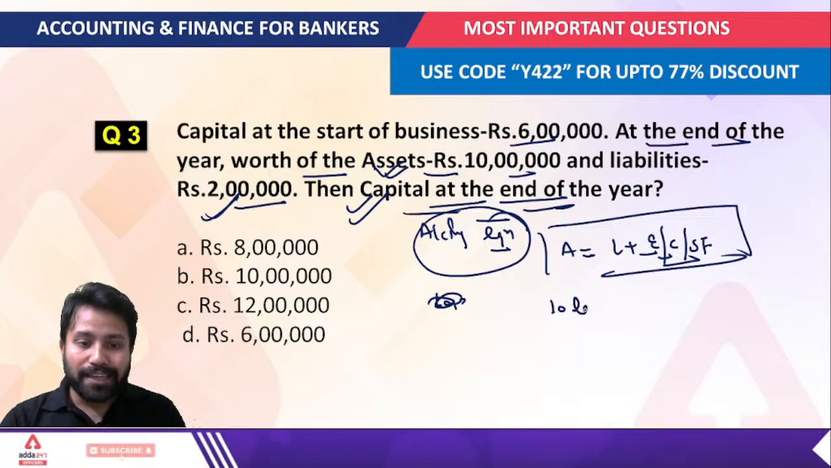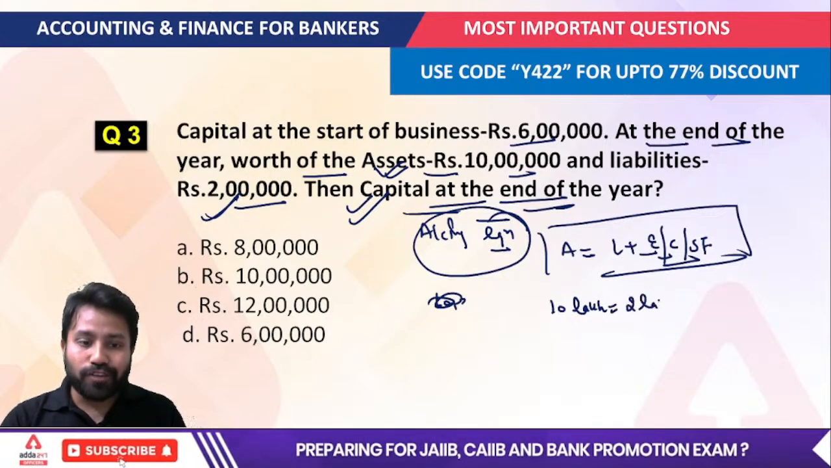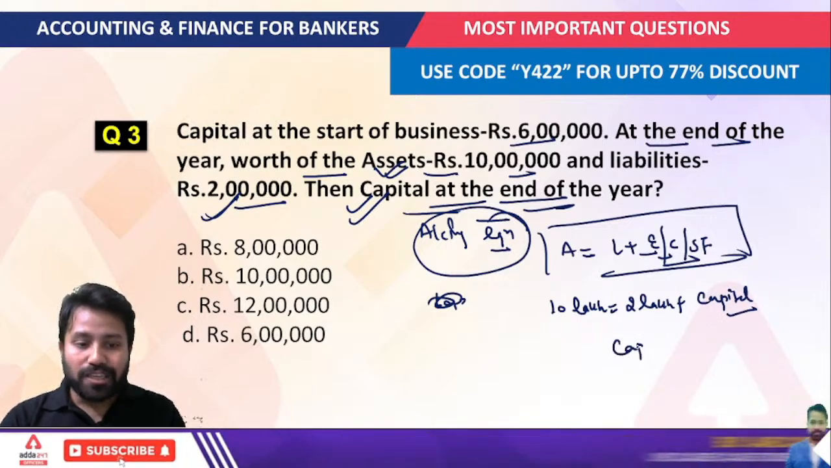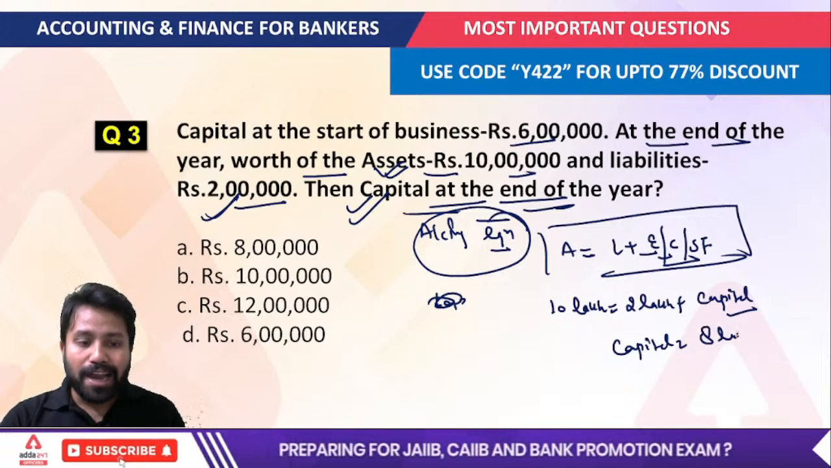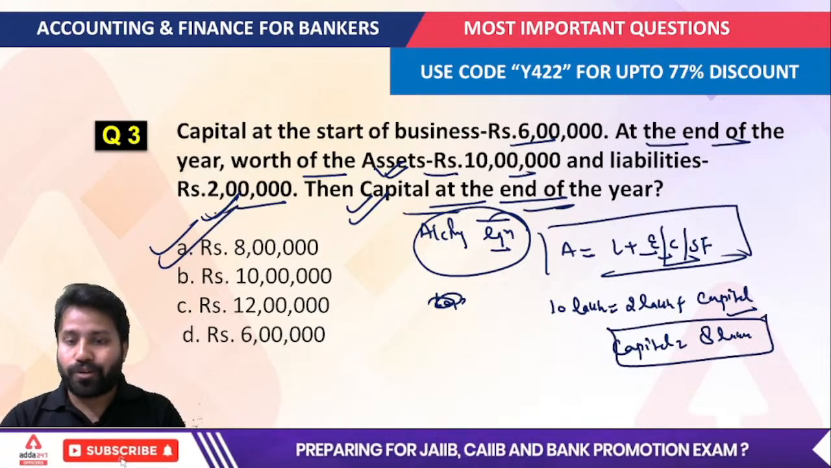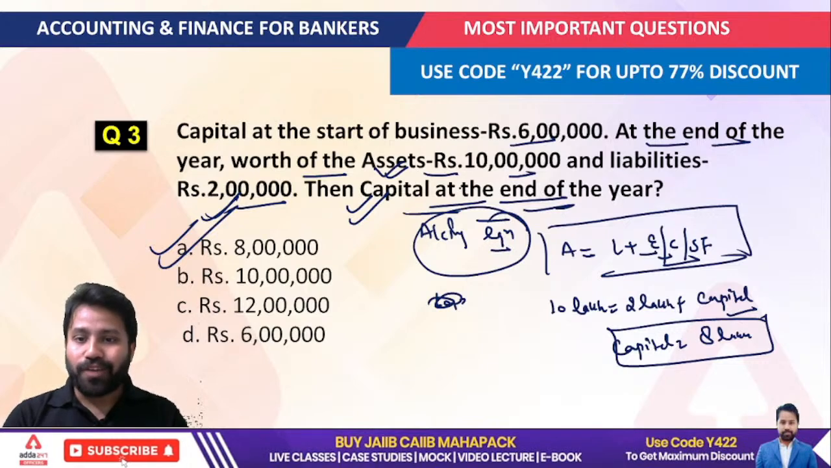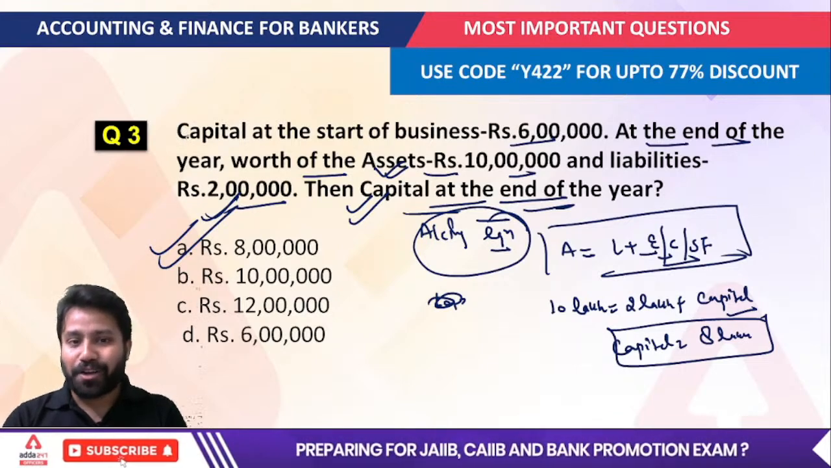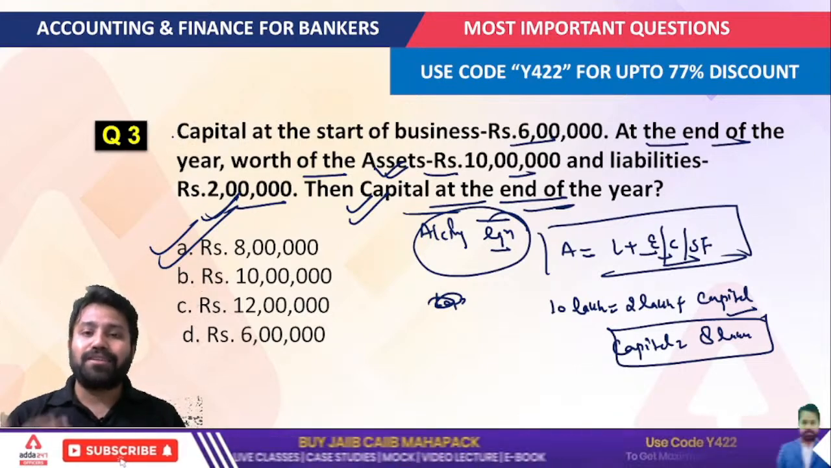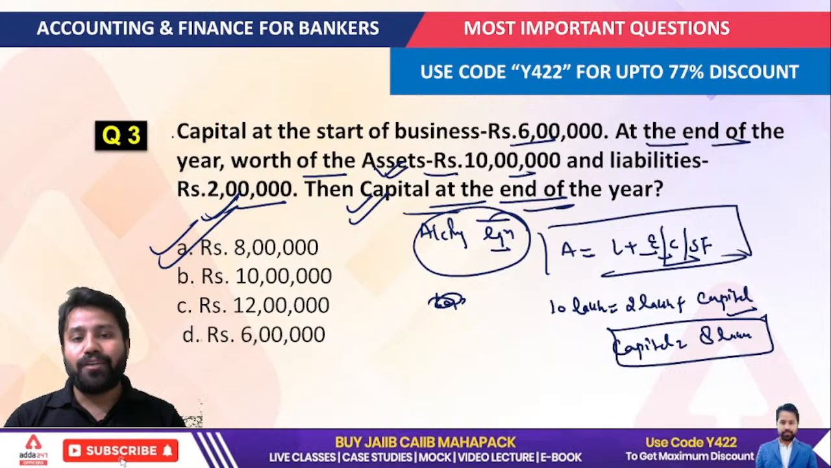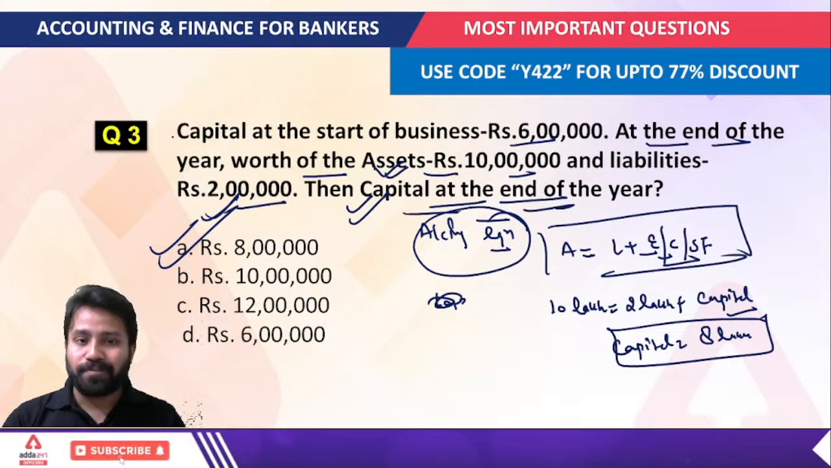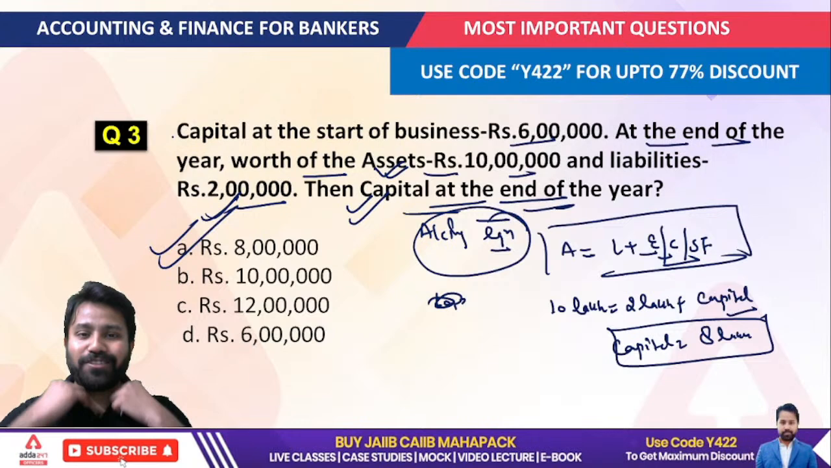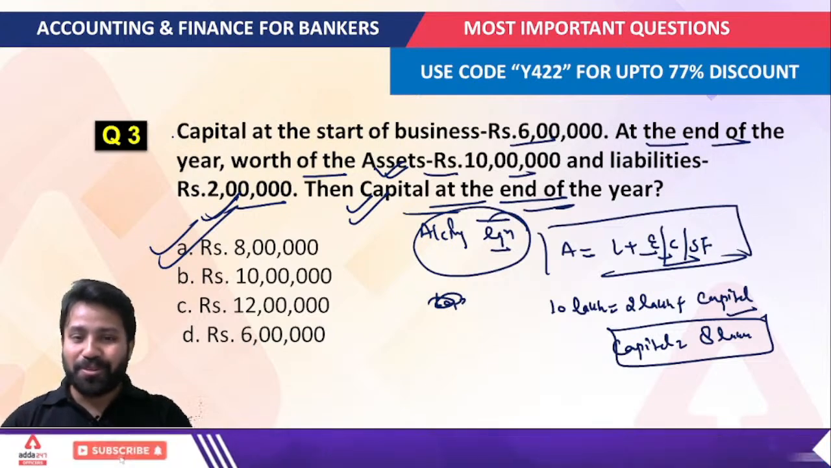Because we have assets of 10 lakh and liabilities of 2 lakh, and we have to calculate the closing capital, the closing capital would be equal to 8 lakh rupees. That would be your correct answer. This is how we solve this question. The capital at the start of the business is not important here, because you have the assets and liabilities and have to calculate the capital at the end of the year. This is how we solve the questions in the examination too. Now I think everyone understands what I'm conveying. Next question.